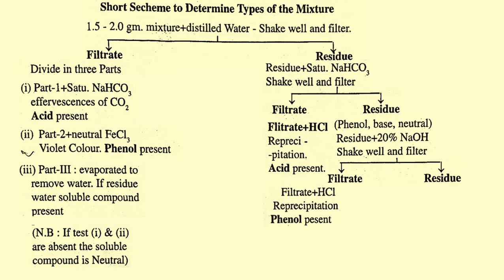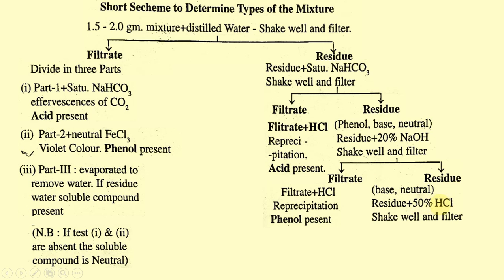Filtrate plus hydrochloric acid. Phenol is an acidic compound, so it reprecipitates. So filtrate plus HCl gives reprecipitation, then phenol is confirmed, phenol present. Okay, coming to the right side residue, and last, base and neutral.